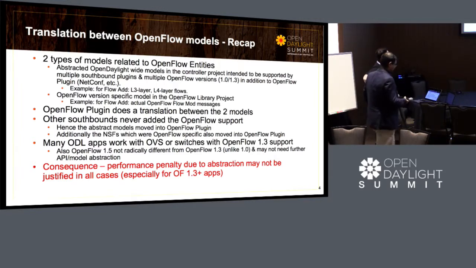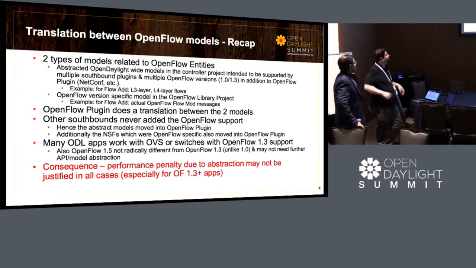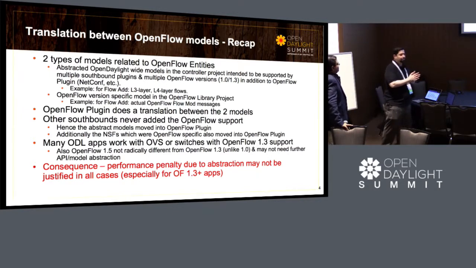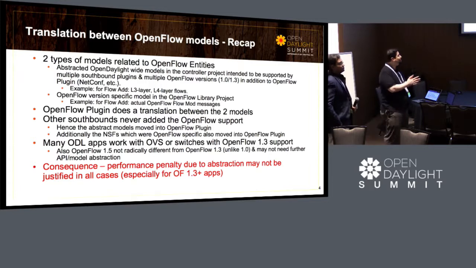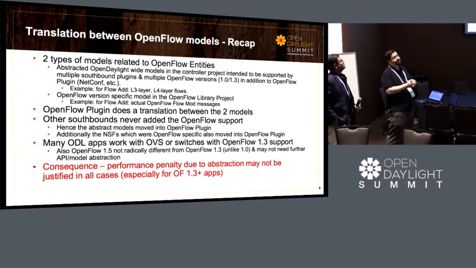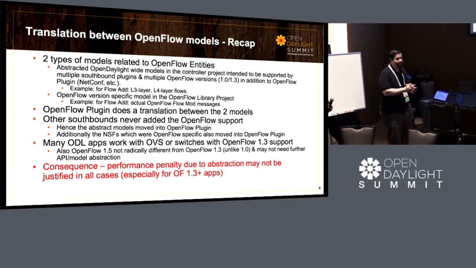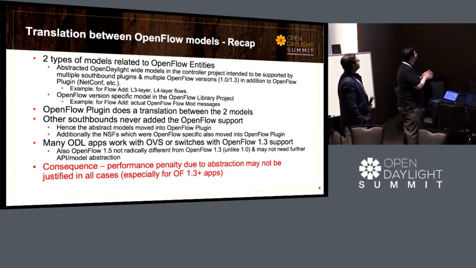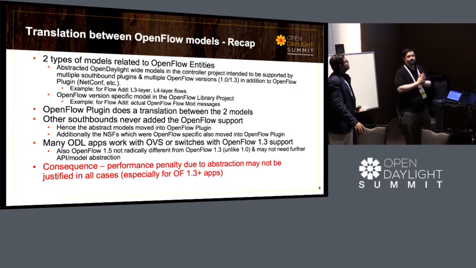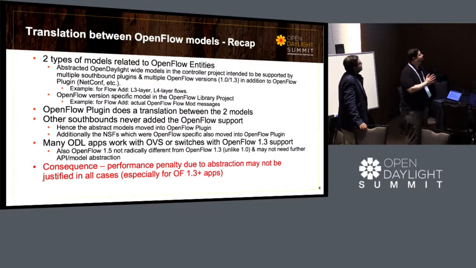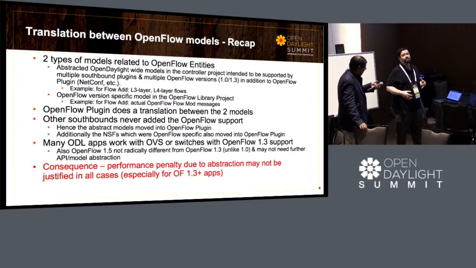One of the things that we have been having is that there are two types of models inside of OpenDaylight. One is abstracted system-wide, OpenDaylight-wide models, which were intended to be in the controller projects at the beginning of time. Then there were the OpenFlow version-specific models. These controller-wide models were intended to support multiple versions of the OpenFlow protocol, as well as other flow-capable protocols.